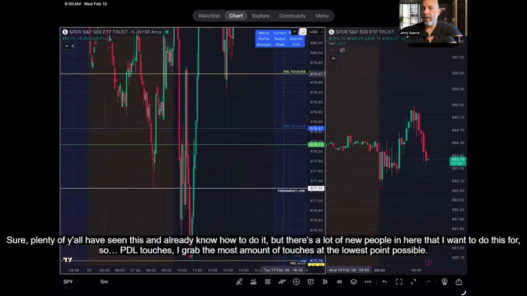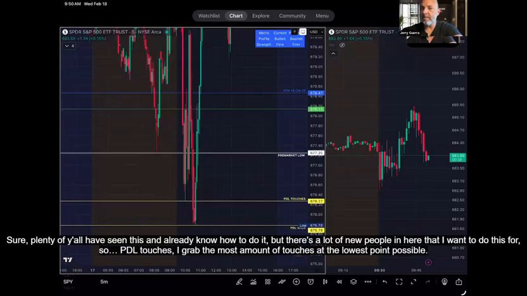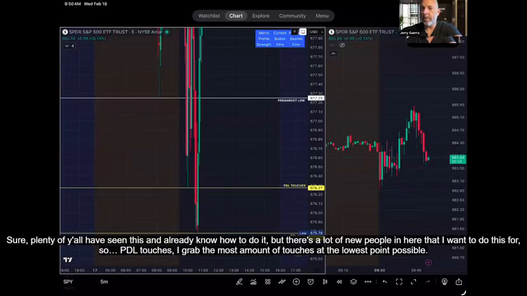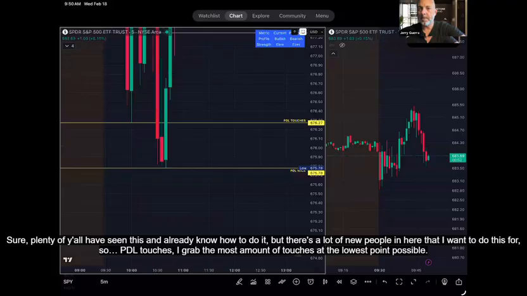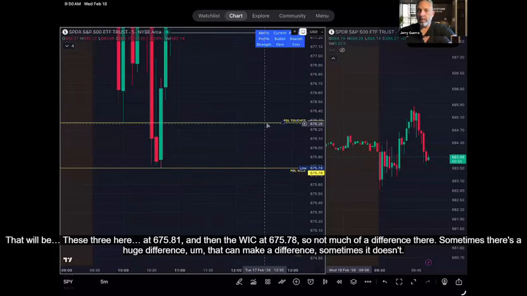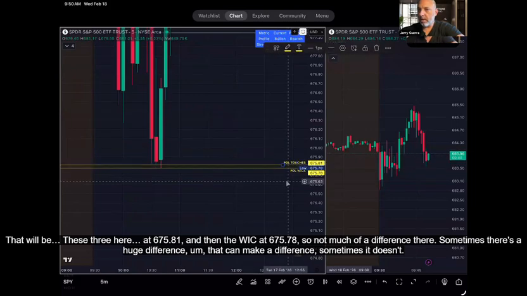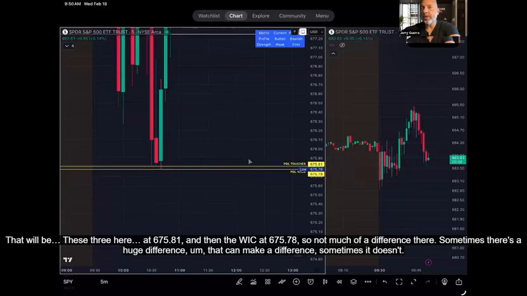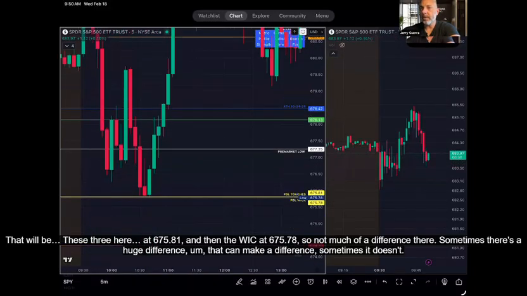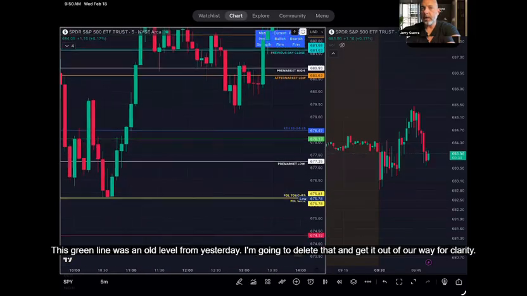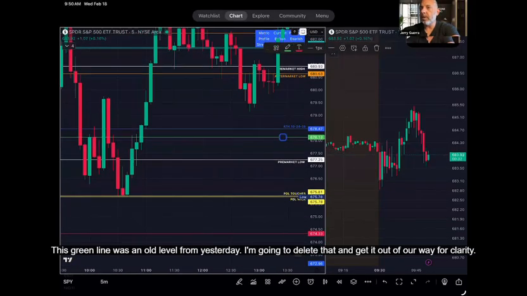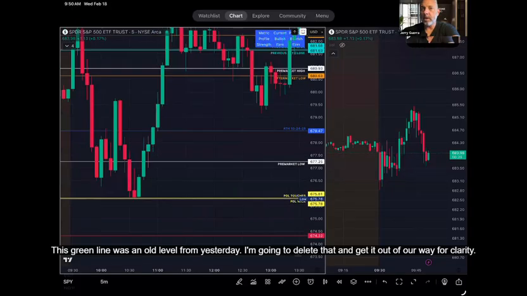So PDL touches. I grab the most amount of touches at the lowest point possible. And that will be these three here at 675.81, and then the wick at 675.78. So not much of a difference there. Sometimes there's a huge difference that can make a difference. Sometimes it doesn't. This green line was an old level from yesterday. I'm going to delete that and get it out of our way for clarity.